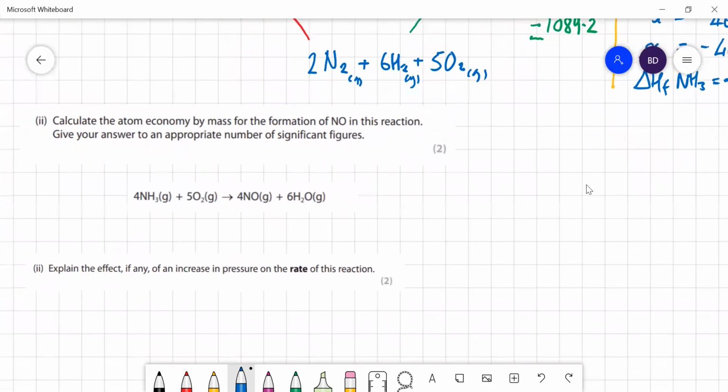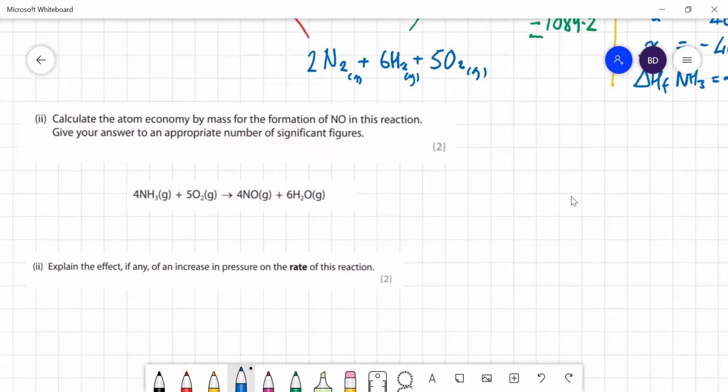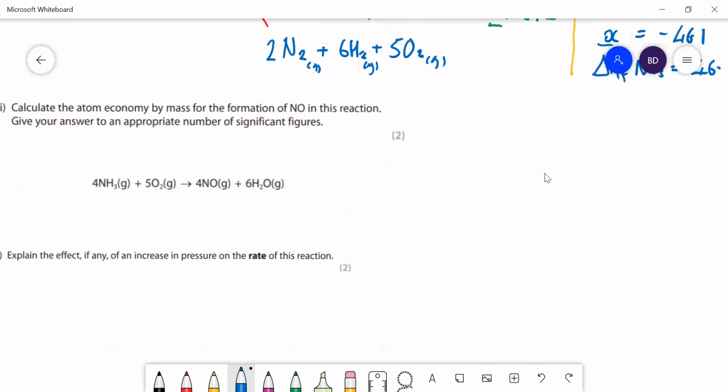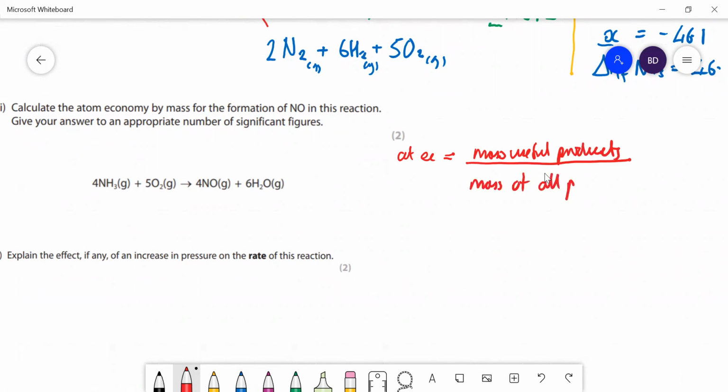Right, calculate the atom economy by mass for the formation of NO in this reaction. So, all right, atom economy is equal to the mass of useful products over the mass of all the products multiplied by 100. So the useful products are 4 moles of NO.